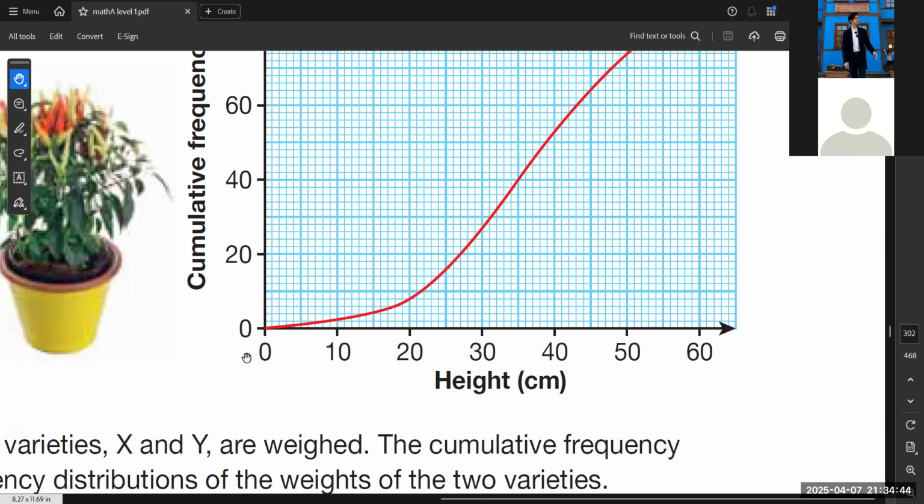Now, we can talk about our next topic, which is going to be probability.